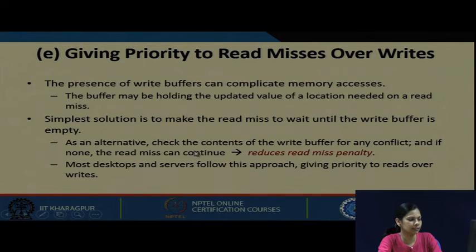As an alternative, what can be done is to check the content of the write buffer for any conflict. If there is any conflict, we have to wait, and if none, the read miss can continue. If there is a conflict, that is, the data which we are trying to read is in the write buffer and has not been written, then there is a problem. So, this reduces the miss penalty to some extent. Most desktops and servers follow this approach, giving priority to reads over writes, because read is a much more common operation.